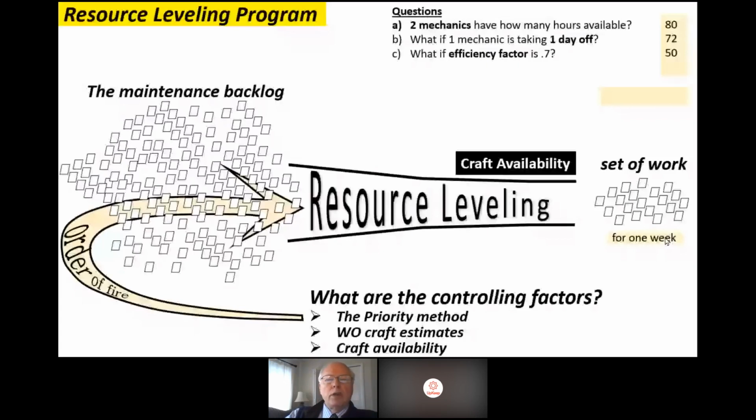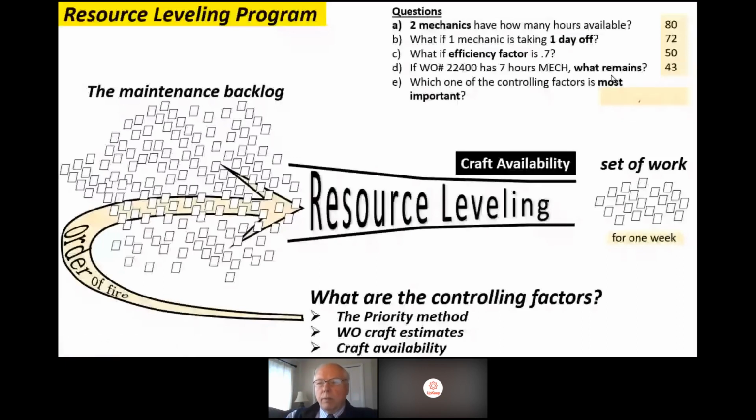So again, the assumption here is for your very small organization, you only have 2 mechanics. And instead of 80, we're now down to 50 availability. And that's what we're going to use here. Now, if a specific work order, 22400, has 7 hours on it, what remains? Well, that's easy enough, 43. So what's the most important factor? The priority method, which determines the order of fire.